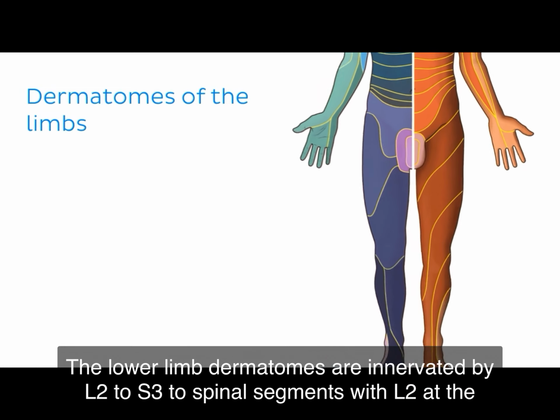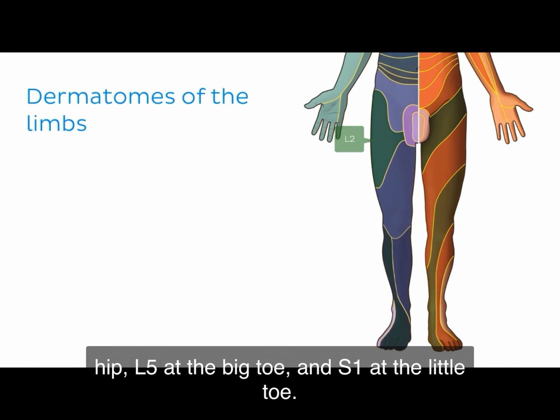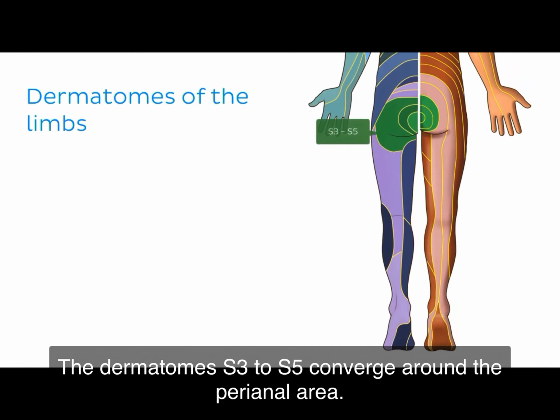The lower limb dermatomes are innervated by L2 to S3, with L2 at the hip, L5 at the big toe, and S1 at the little toe. The dermatomes S3 to S5 converge around the perianal area.